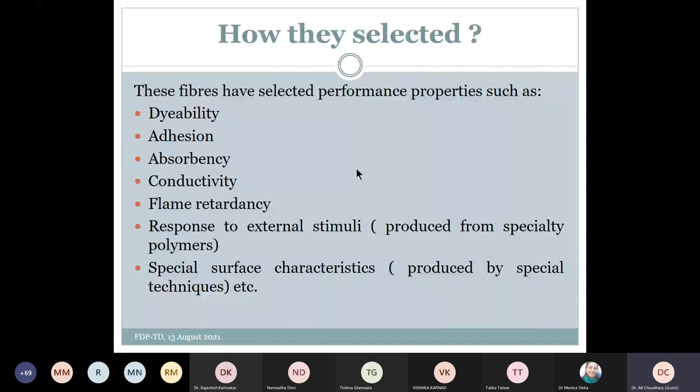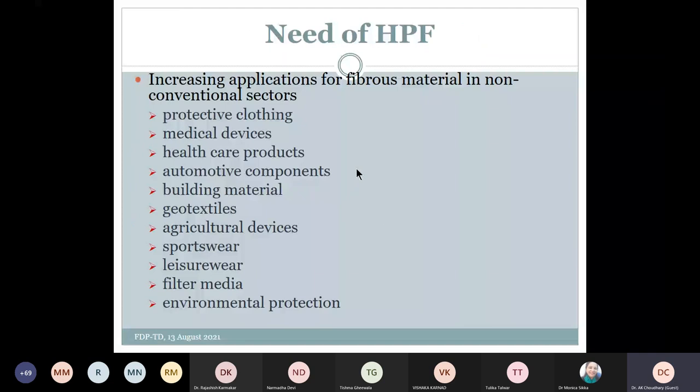So anyway, the need of HPF: protective clothing for medical devices, healthcare products, automotive components, building materials. Now everybody knows this in the area of civil construction. Day by day, high performance fibers are used to replace iron, to replace the sariya, in geotextiles, in agriculture devices, and in the sports sphere for high performance. Again, to enhance serviceability in sportswear, and also to reduce the wear and tear of the fabrics. Sportswear during the game, leisure wear, and filter media for either liquid filtration or air filtration.